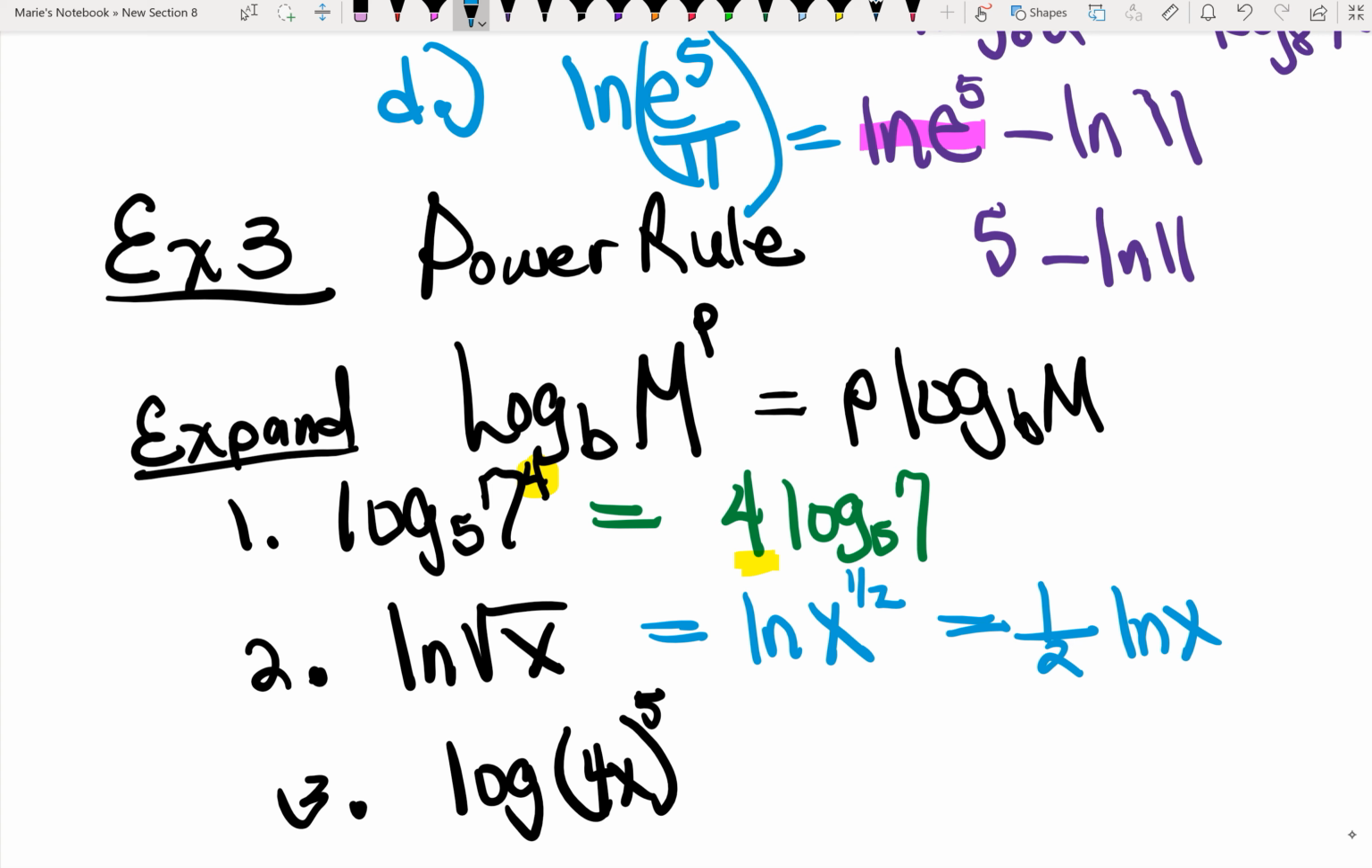Okay, in the last example here, the first thing you're going to get is 5 log of, again, 4x. They did not ask us to go further, but if we did go further, remember that's a product. All right, and so I'm going to leave that one the way they want us to stop.